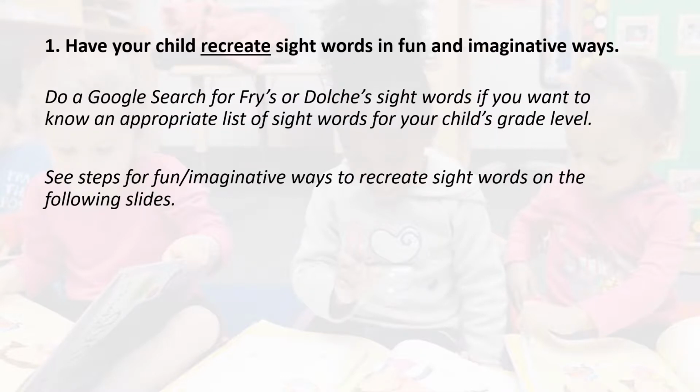Strategy number 1, have your child recreate sight words in fun and imaginative ways. Do a Google search for Fry's or Dolch's sight words if you want to know an appropriate list of sight words for your child's grade level. See steps for fun and imaginative ways to recreate sight words on the following slides.